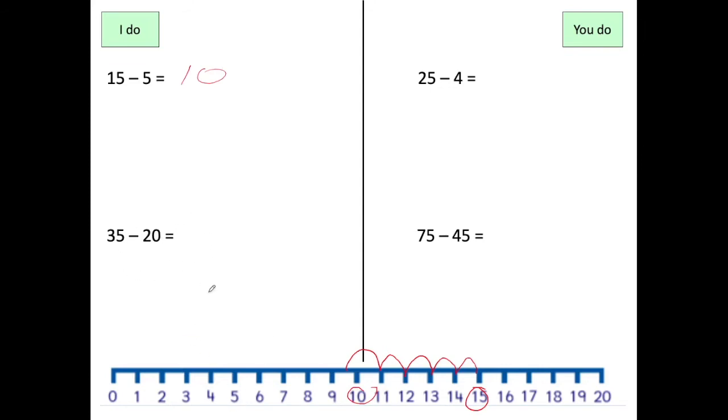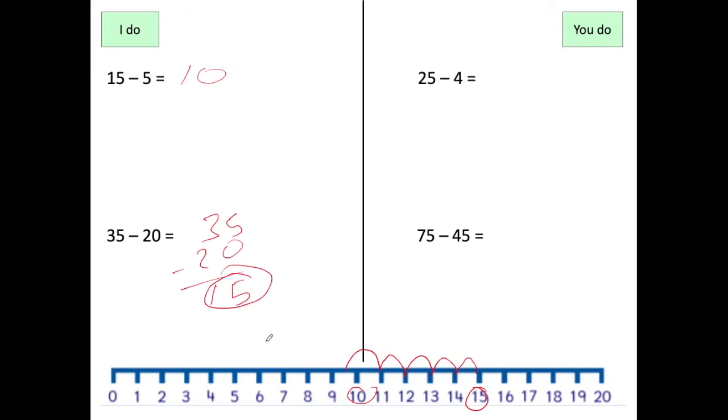For the second one, we're going to use something called the column method. So we're going to do 35 minus 20. So now what we're going to do is look at this column in particular, and we do 5 minus 0, well we know that's going to be 5 because we're not moving any steps to the left. And 3 minus 2, so we start at 3, move 2 steps to the left, is going to be 1. So the answer is going to be 15.